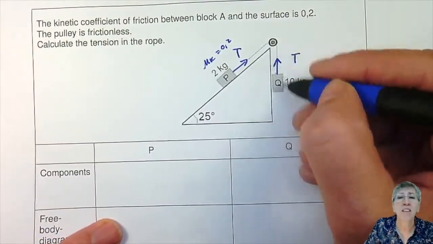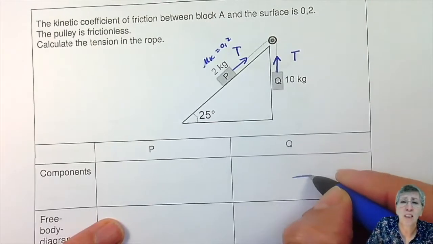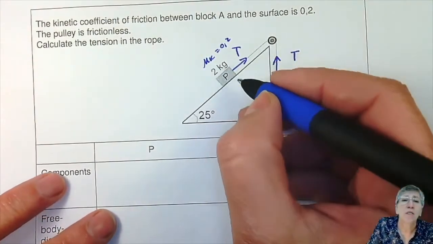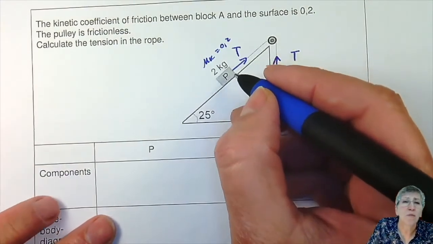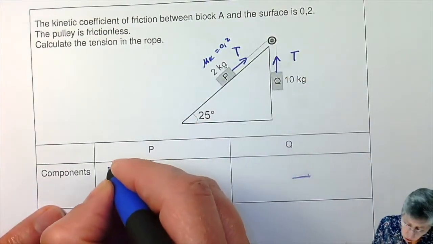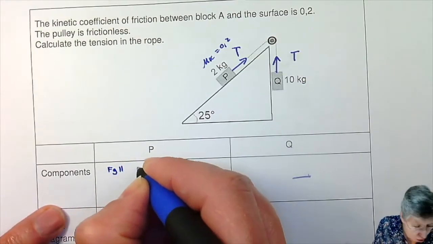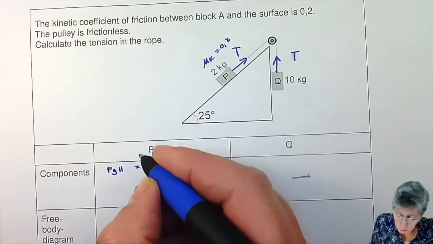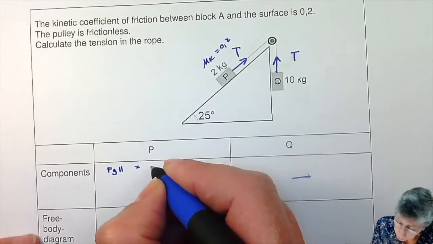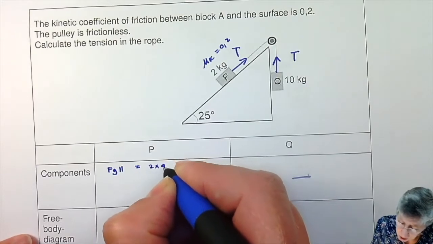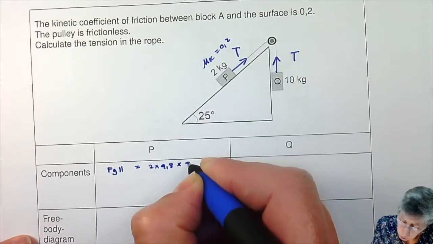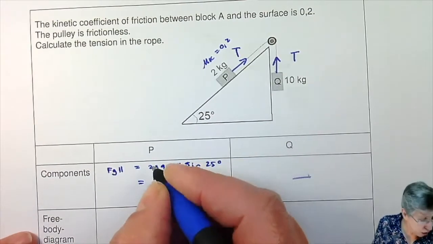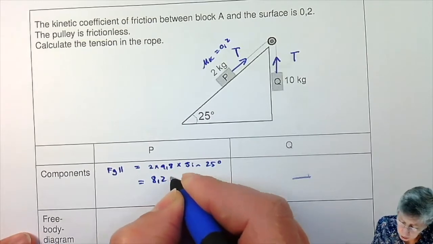The gravity and the tension in the rope are both in the direction of movement, so there's no components. This one, the force that's going to be a problem is going to be gravity. So we are going to take gravity and resolve that into a parallel component and a perpendicular component. So here for the parallel component, that will be 2 times 9.8 times sine of 25 degrees. And if you do that, you end up with 8.28 newtons.